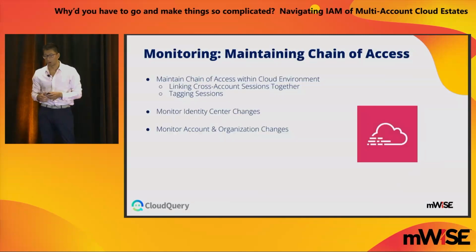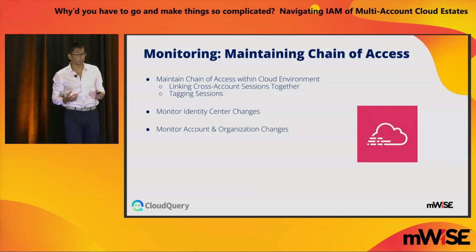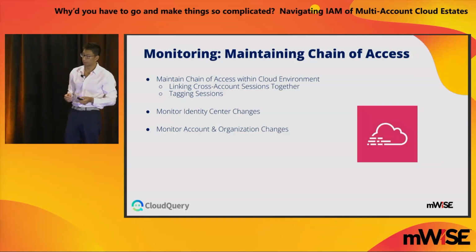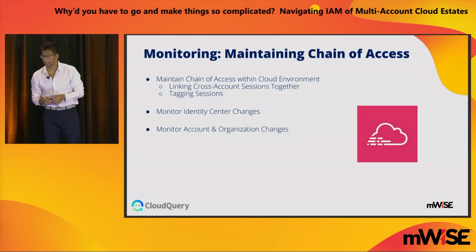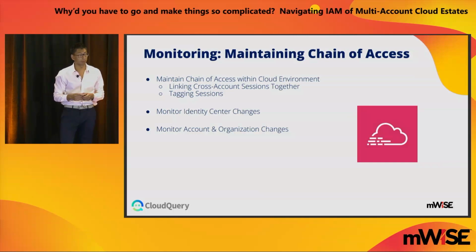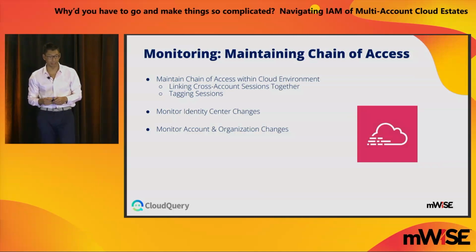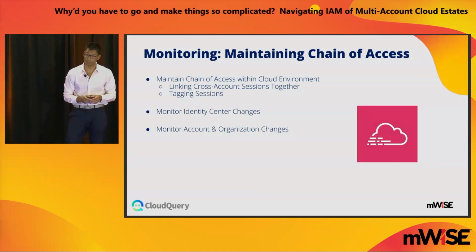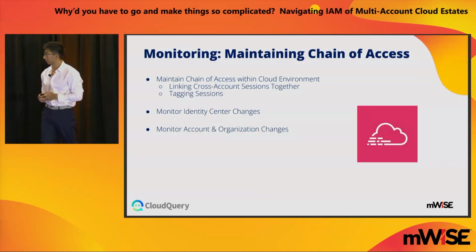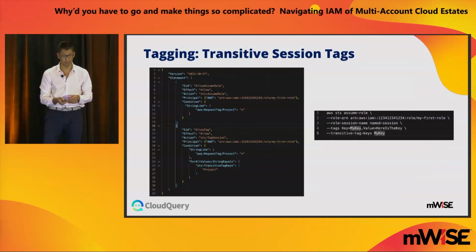And the last piece is how to monitor, specifically maintaining chain of access. There are a couple of different ways to maintain a chain of access within the cloud environment, but we recommend linking cross-account sessions together. There's one way of doing this via tagging sessions that we'll show. We also recommend monitoring Identity Center changes and also account and organization changes across the board. These can indicate some potential compromise. It can also indicate some of the attacks that we talked about so far.